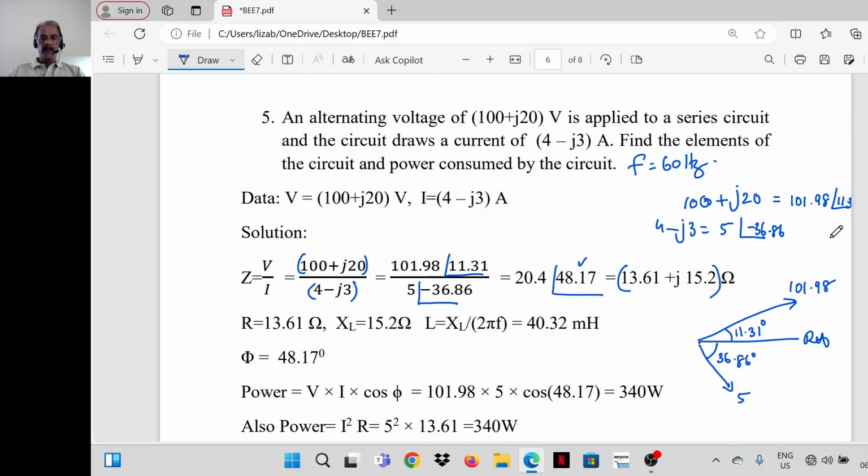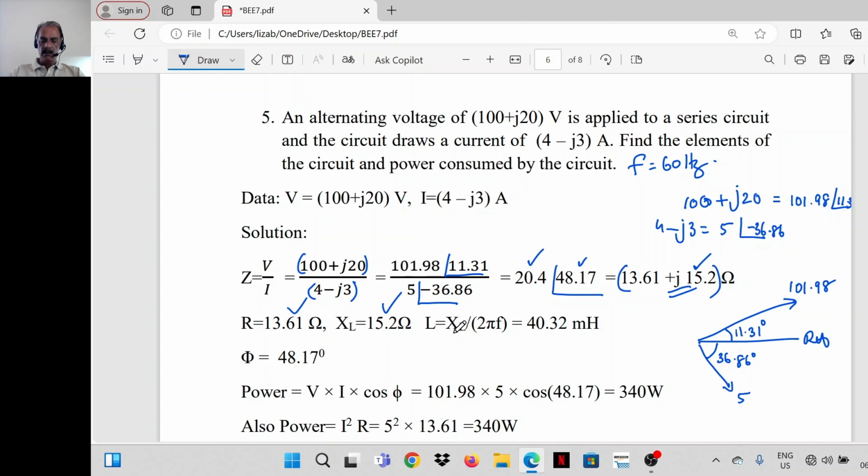So the impedance of the circuit is found by dividing 101.98 angle 11.31 by 5 angle minus 36.86. We get 20.4 angle 48.17, so it is 13.61 plus J15.2. It's an RL circuit because the sign is plus. So R is equal to 13.61, and the inductive reactance is 15.2.